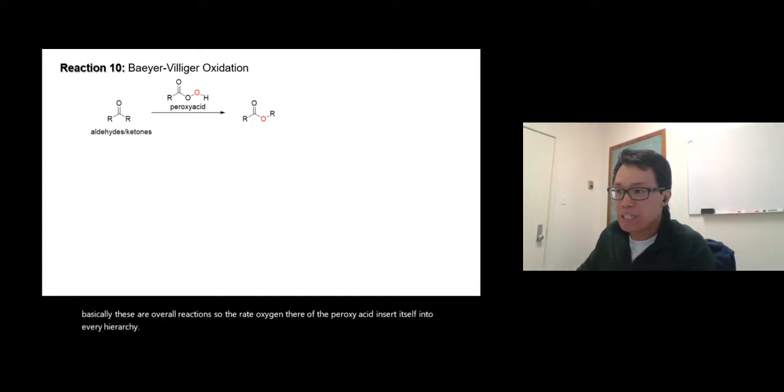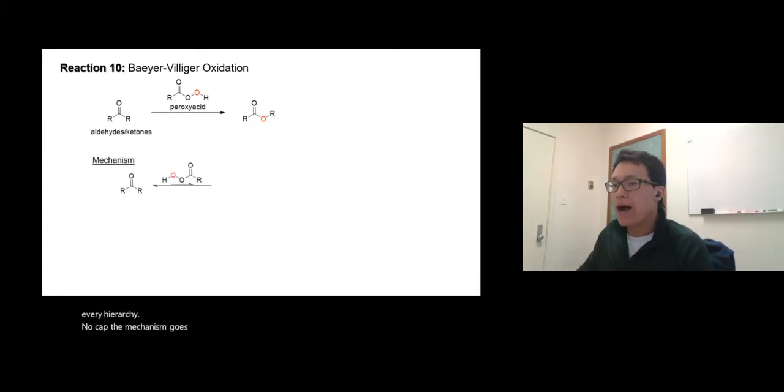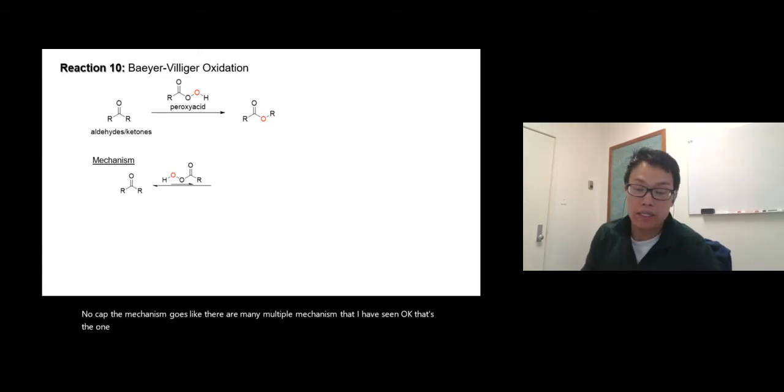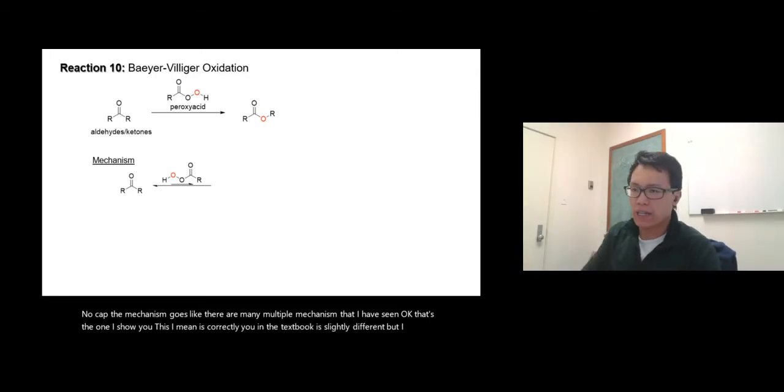Okay, the mechanism goes like this. There are multiple mechanisms that I have seen. That's the one I show you, which is correct. In the textbook it's slightly different, but you get the same product at the end, just with slightly different protonation.